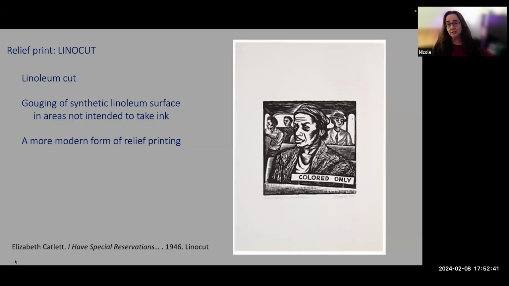But the softness of the linoleum also limits the number of crisp impressions that can be made, because the block wears down so easily. So the softer the medium, the easier it is to carve, the easier it is to get finer detail. However, you can't make as many prints, because the carving flattens out and gets distorted much more quickly due to the pressure of the press. Elizabeth Catlett, I Have Special Reservations. We can take a look up close at this image and see soft, even white areas created by the gouges.